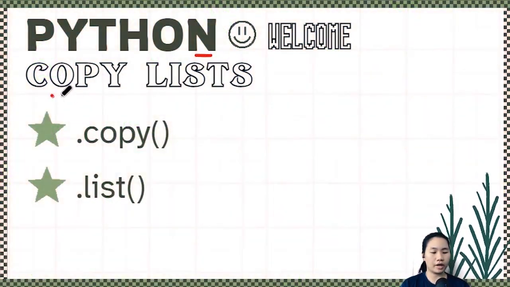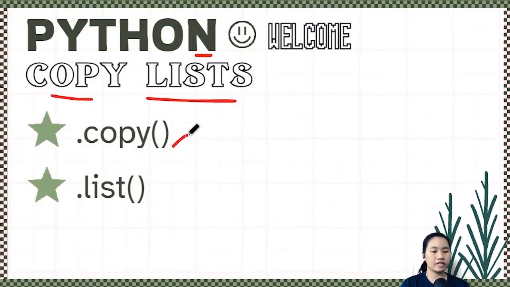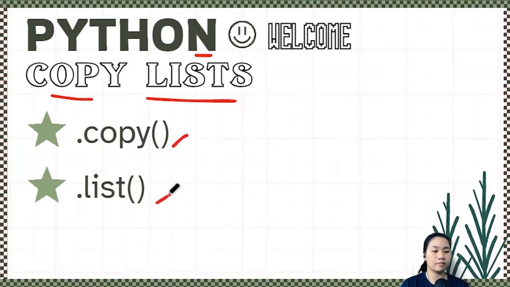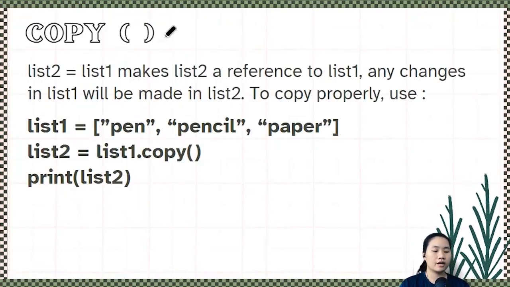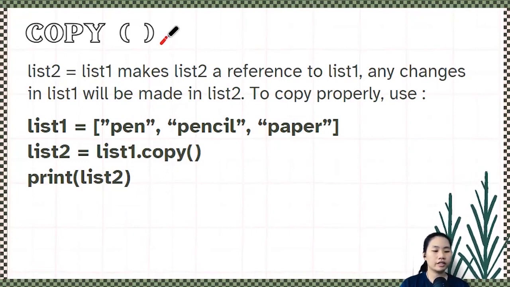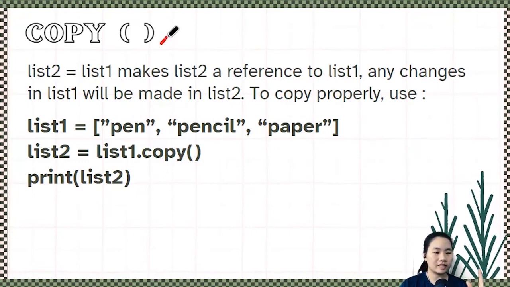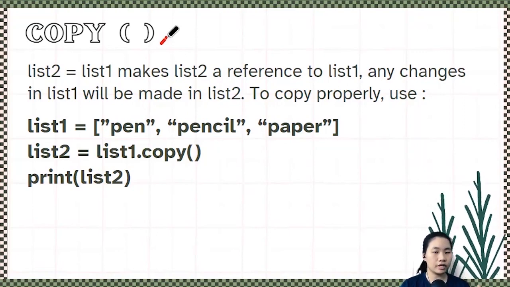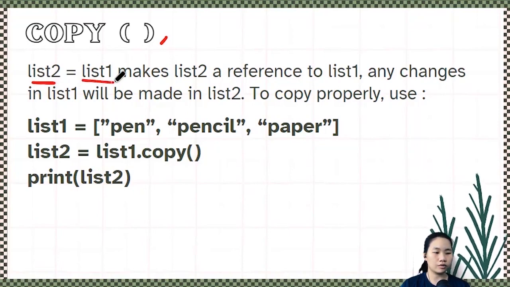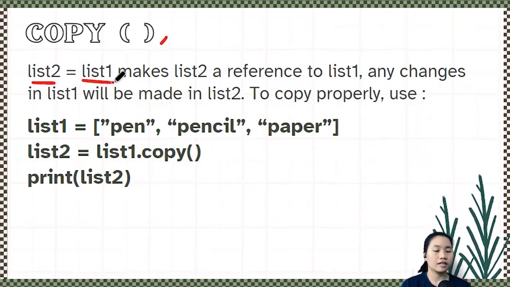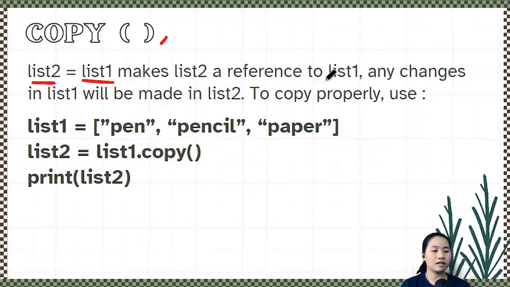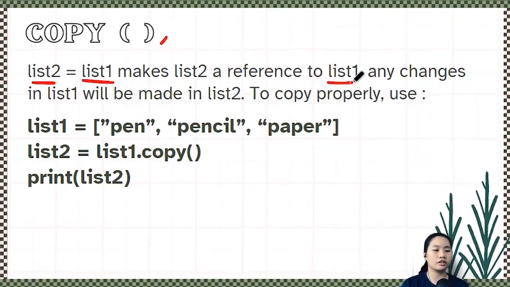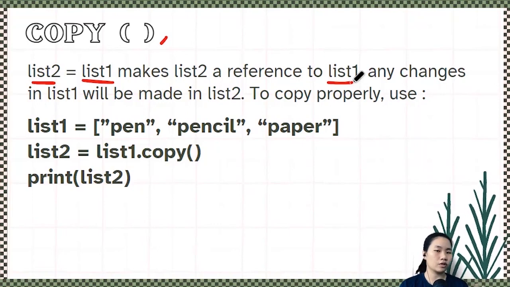Today we'll be learning about copying lists, specifically the copy method and the list method. Now first we have copy. I want to be clear about the difference between the syntax of copying and referencing. If you write list2 equals to list1, for example, list2 becomes attached to list1. So any changes that list1 undergoes, list2 will also be changed.